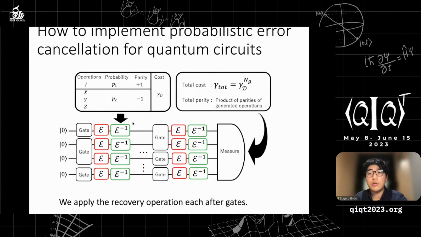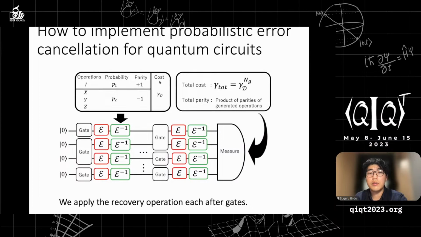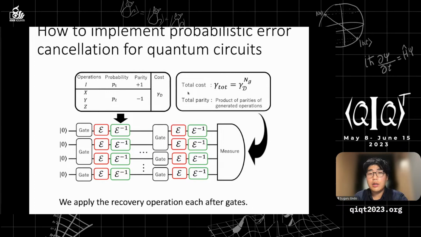This is a noisy gate, and after each noisy gate, we apply some operation for error mitigation. The operation is generated with a probability, and the probability corresponds to this one. Of course, this changes depending on the noise model you obtained in the experiment. The operations also have parity, as we saw. The operation also has a cost corresponding to this overhead coefficient. We calculate the total cost as the product of the cost of each quantum error mitigation operation, and we also calculate the total parity, the product of the parities.